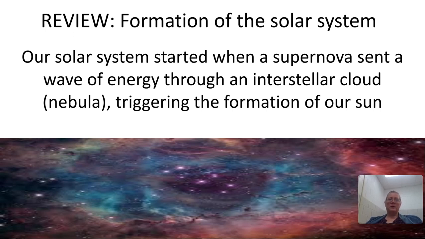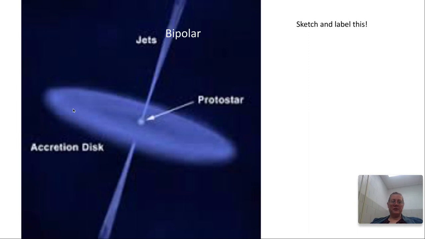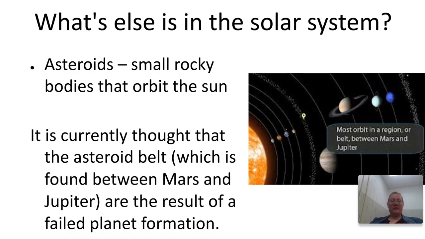There was a supernova that sent a wave of energy through the interstellar cloud nebula that became the location of our sun and several other stars. As these stars start to form, we get the planetesimals that form in the accretion disk surrounding the star. And then we have bipolar jets. This is excess energy being forced out of the protostar. Sketch and label. So draw your accretion disk, put in the protostar, and sketch the bipolar jets.